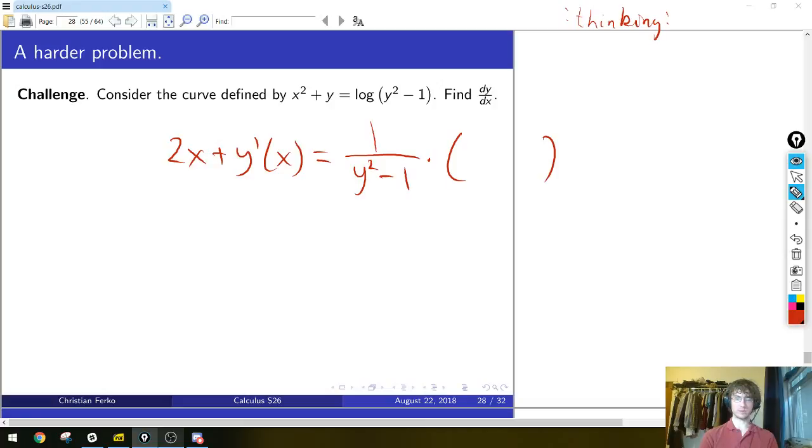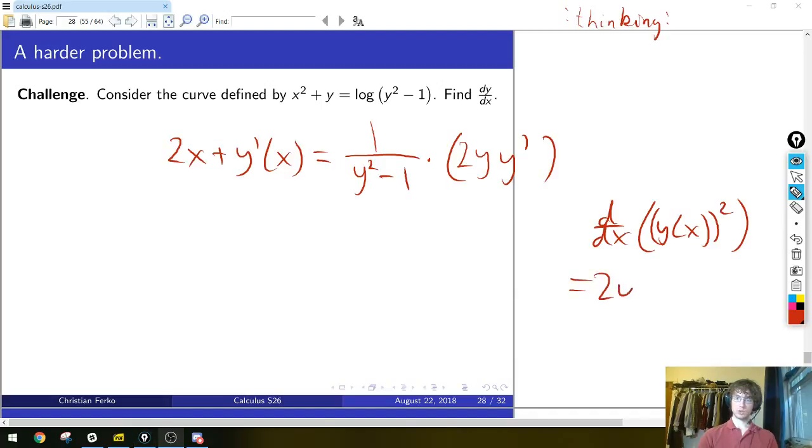What's the derivative of y squared with respect to x? Two y prime of x, or is it? It's 2y y prime, right? This is d dx of y of x squared, right? So we chain rule. The derivative of the outside with the inside left alone is 2y of x times the derivative of the inside. Derivative of the inside is y prime of x. Right? Okay.